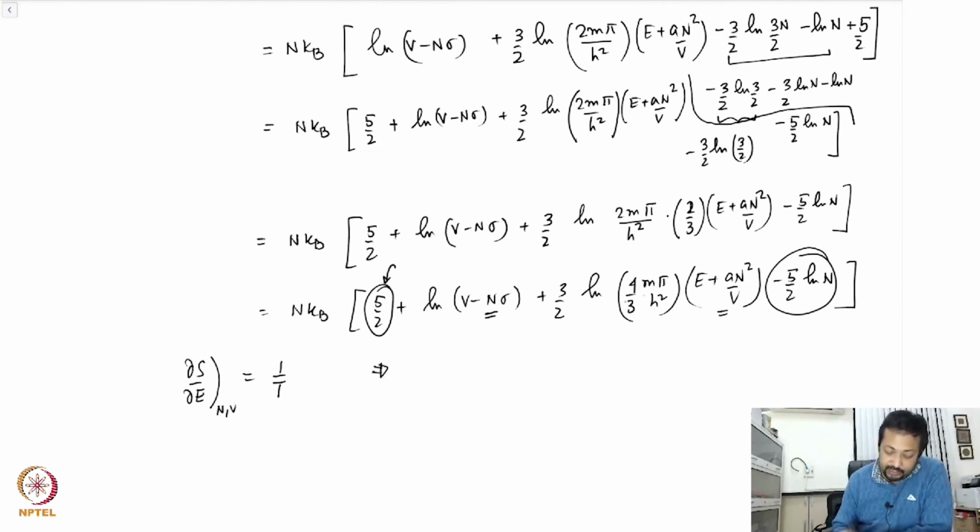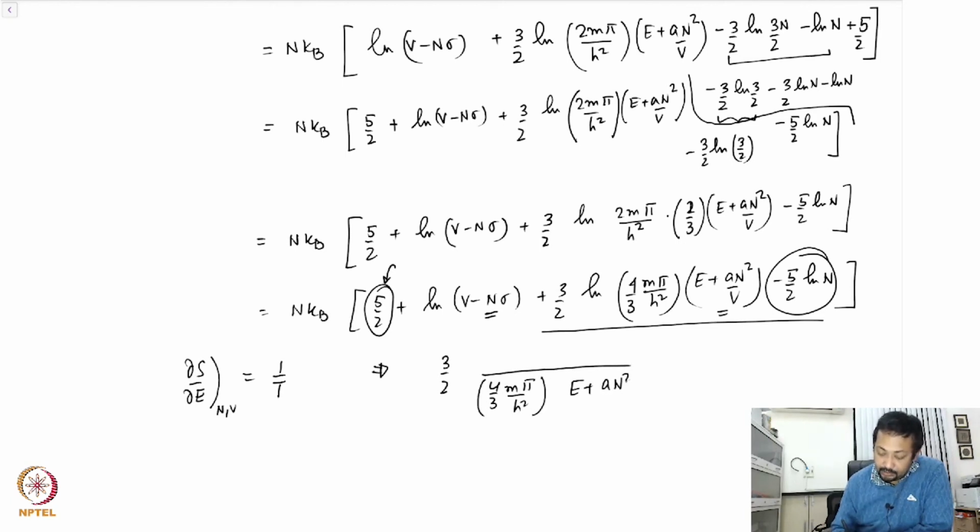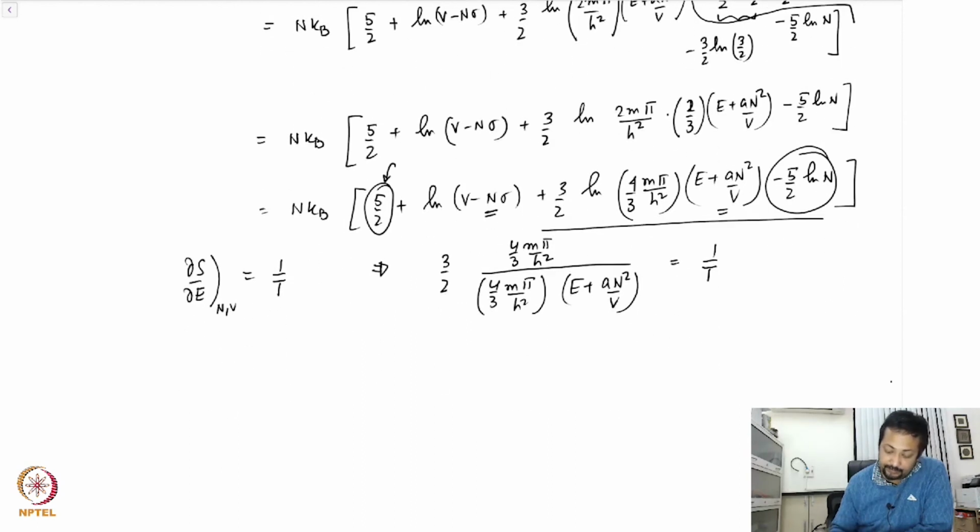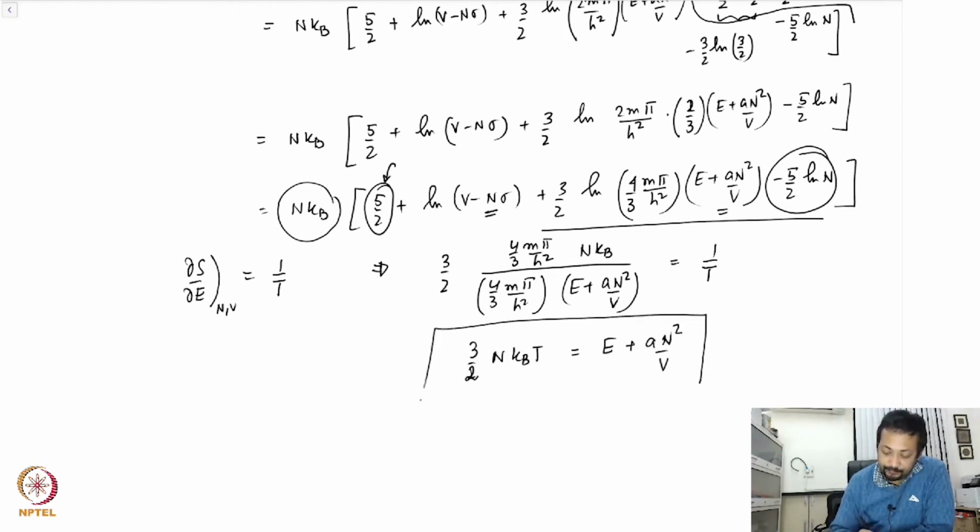So that means if I take a derivative of E, I have 3 by 2, 4 by 3 m pi over h square, over E plus a n square over V, times 4 by 3 m pi over h square is going to be 1 by T. So that I missed out the NKB which is sitting outside, so I am going to have an NKB. So that 3 by 2 NKBT is E plus a n square over V, right?